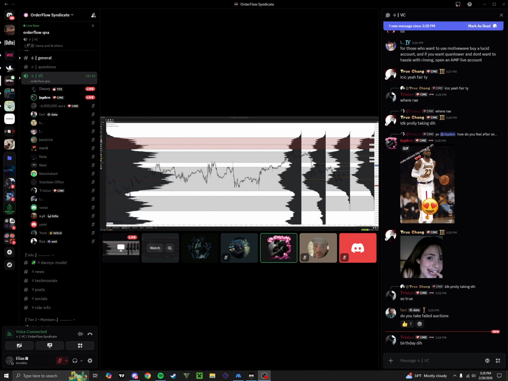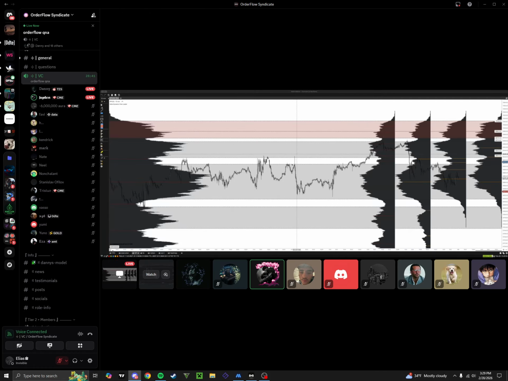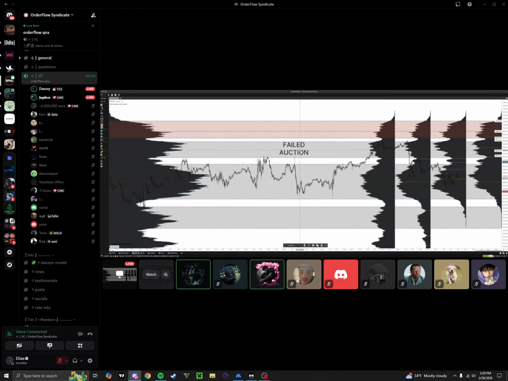Yes, failed auctions. Those give great risk reward setups. If you look on Danny's chart right now on his VP, you can see that long wick into that upper balance. That's a failed auction right there. If you caught that, you would have banked. I don't think I caught that though. There, I labeled it for you guys.